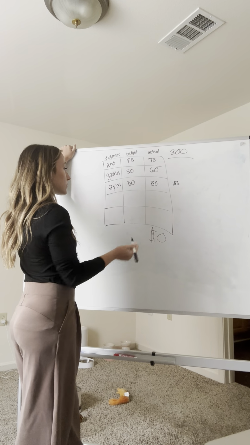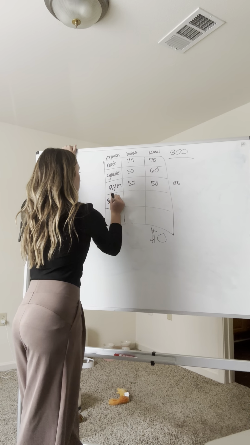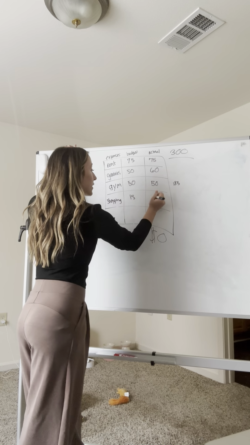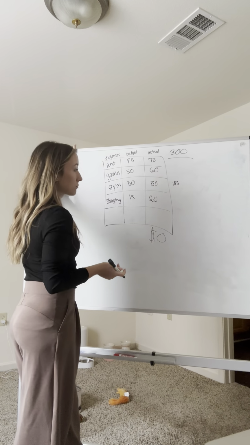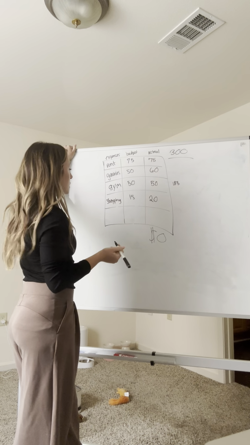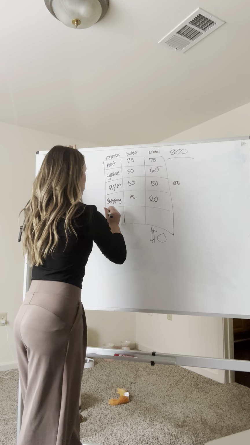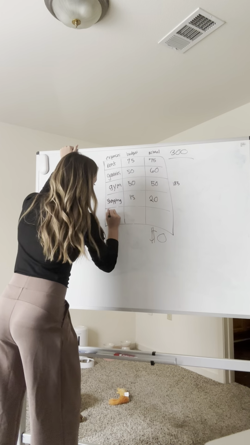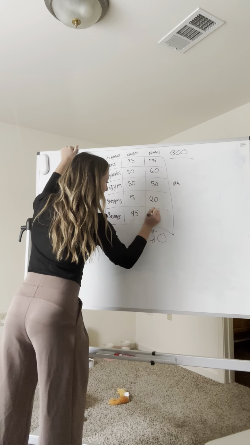So now let's say shopping. Let's say we have $15 budgeted for shopping and we ended up spending $20. Okay, so that means now we have $95 left to spend. So what could be $95? Well, we could say $95 to go towards savings. 95, and we ended up spending 95.